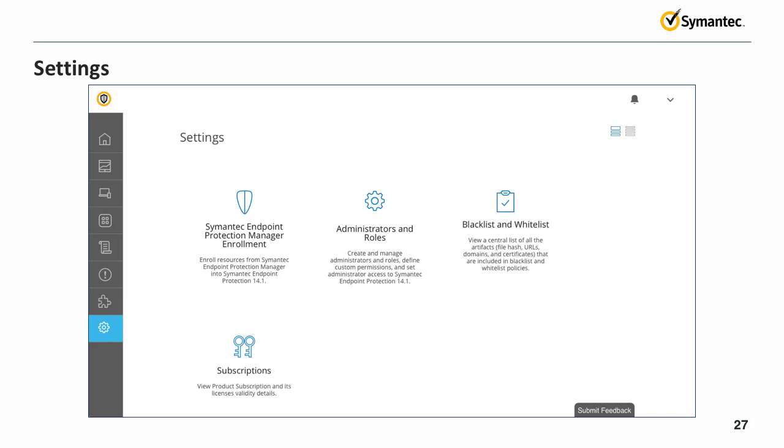The Settings page contains system-wide options to support a variety of administrative functions. Notably, this is where administrators will find administrator and role-based configuration options, license subscription details, and Symantec Endpoint Protection Manager enrollment pages. The Cloud Portal also includes a central list of items that are whitelisted or blacklisted, so you can view all of these items in one place.